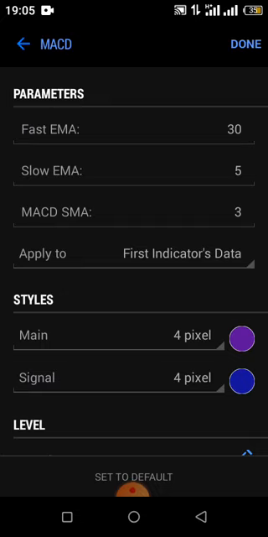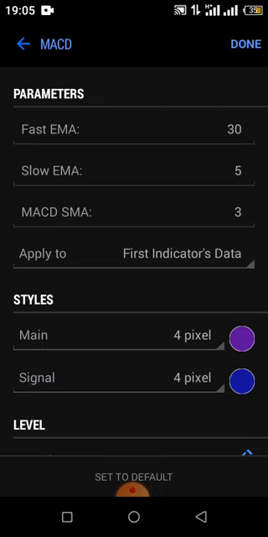Then you have three parameters. The first one is fast, the second one is slow, the last one is MACD SMA. The EMA there is exponential moving average. The first one is the fast exponential moving average, and the value there is 30. The second one is the slow exponential moving average, and the value should be 5. And then the last one, the MACD simple moving average, should have a parameter of 3.